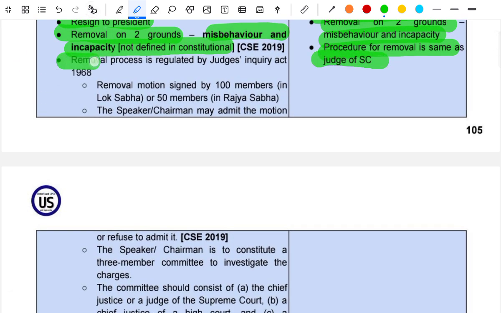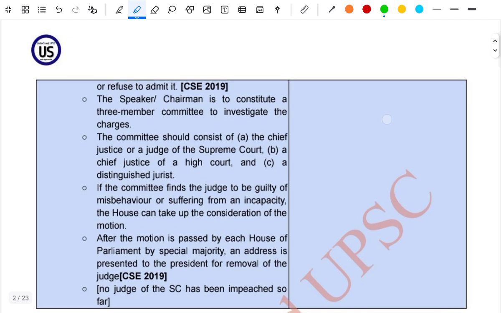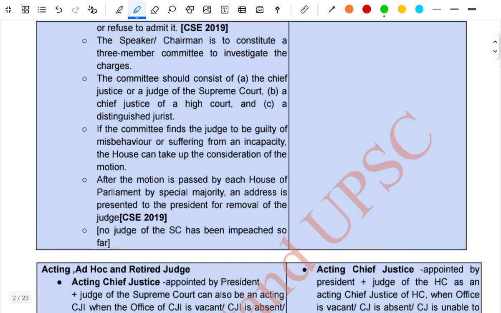The removal process is regulated by the Judges Inquiry Act 1968. The removal motion is signed by 100 members in the Lok Sabha or 50 members in the Rajya Sabha. The Speaker or Chairman may admit the motion or refuse to admit it. The Speaker or Chairman constitutes a 3-member committee to investigate the charges.